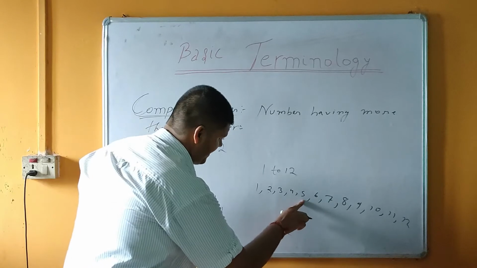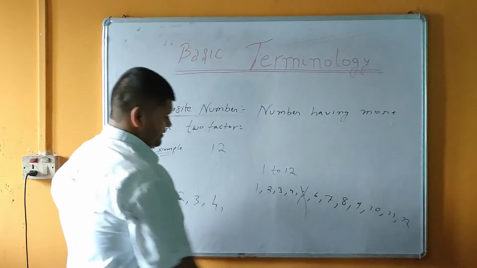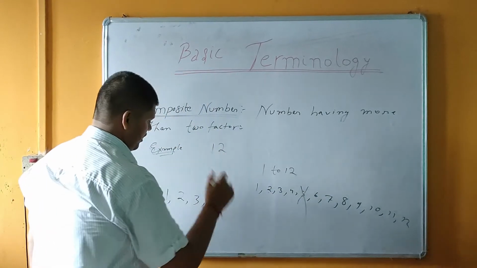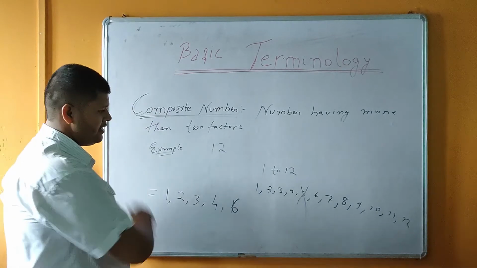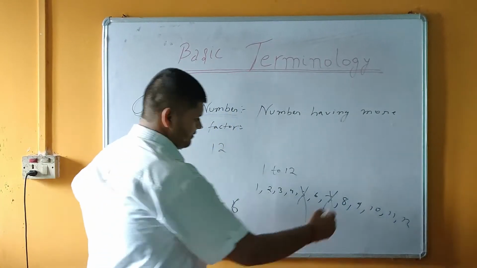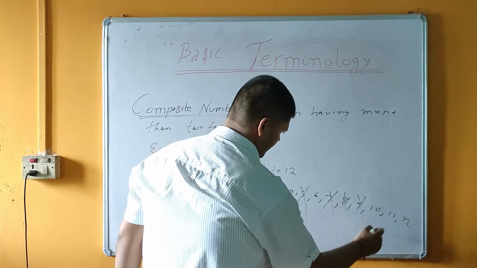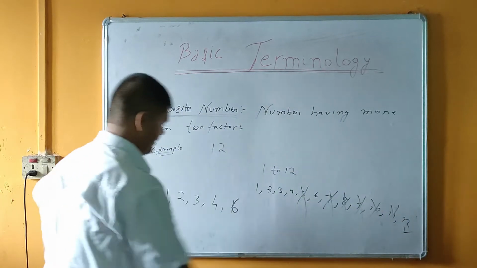In the table of 5, this will not occur. In the table of 6, this 12 will occur. In the table of 7, it will not occur. In the table of 8, not occur, and likewise for the others. In the table of 12, it will occur.